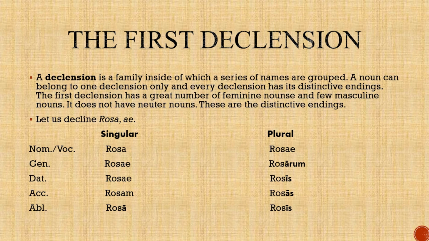So you have, of course, to memorize the cases in this order, because when you will be asked to decline a word, you will have to use this order for the cases. In general, nominative and vocative go together because the forms, 90% of the cases, are the same. So I will start reading first the singular and then the plural. Rosa, rosae, rosae, rosam, rosa. Rosae, rosarum, rosis, rosas, rosis.